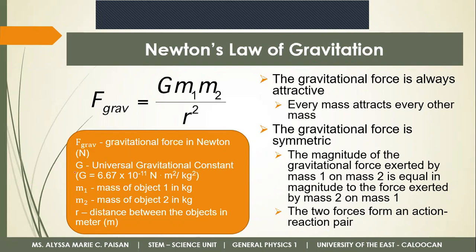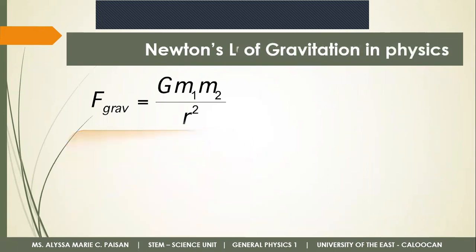Next, the gravitational force is symmetric. Anong ibig sabihin nun? The magnitude of the gravitational force exerted by mass 1 on mass 2 is equal in magnitude to the force exerted by mass 2 on mass 1. So dito walang taken for granted. Whatever is exerted by mass number 1 is the same force exerted by mass number 2. Meaning, whatever is exerted by mass number 1, yun din yung kanyang nare-receive back na force. And these two forces form an action-reaction pair. And this is through neglecting the effects of other objects to the two objects na pinag-uusapan natin.